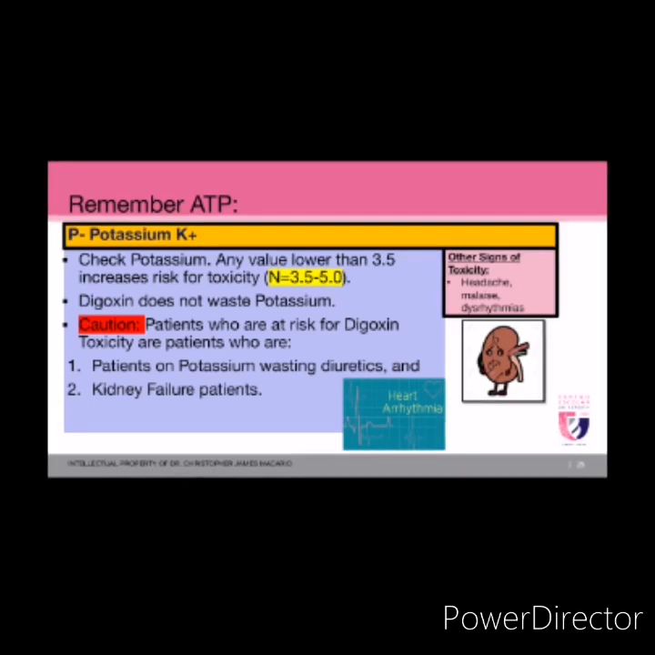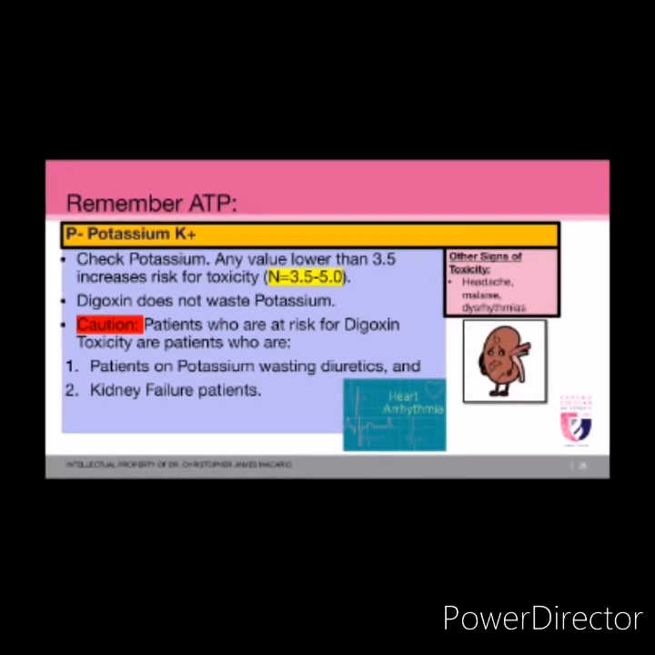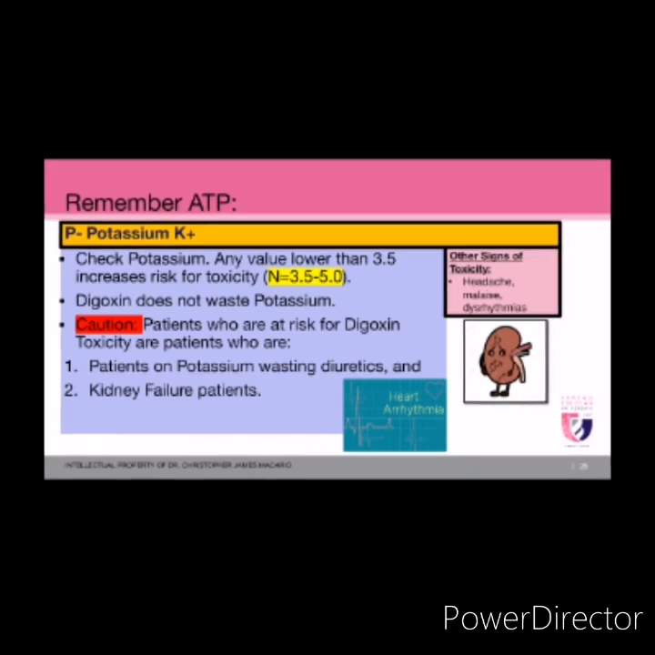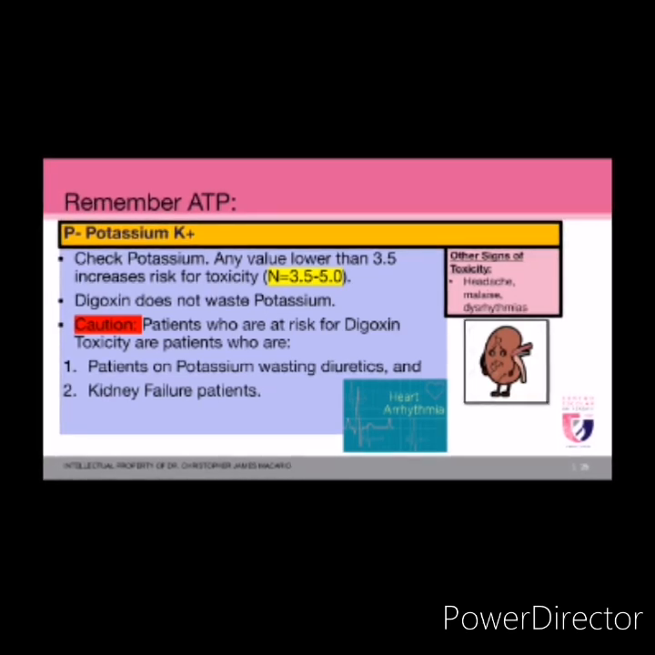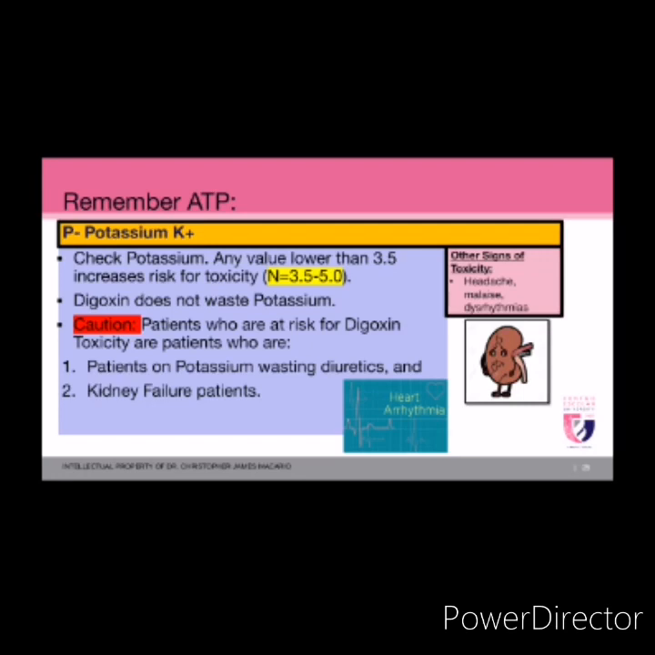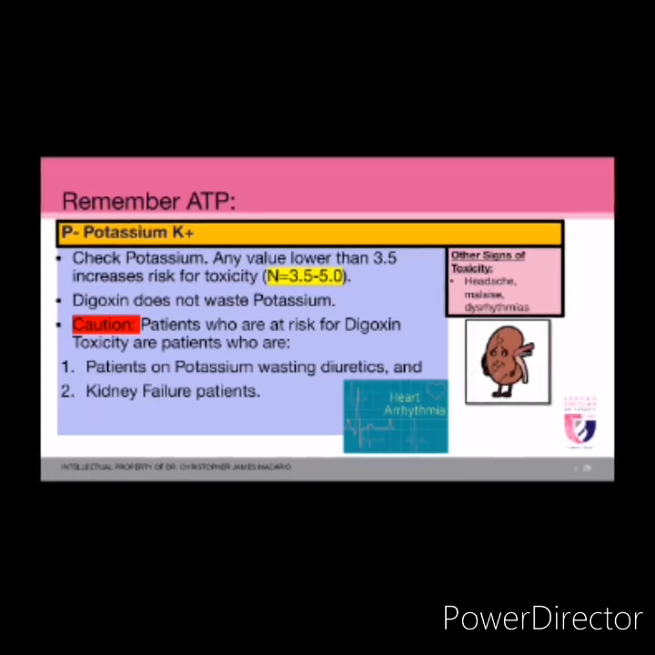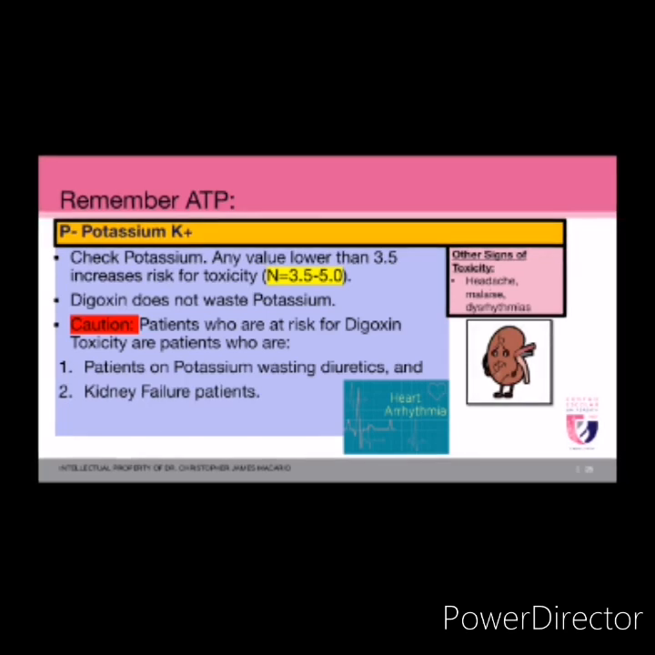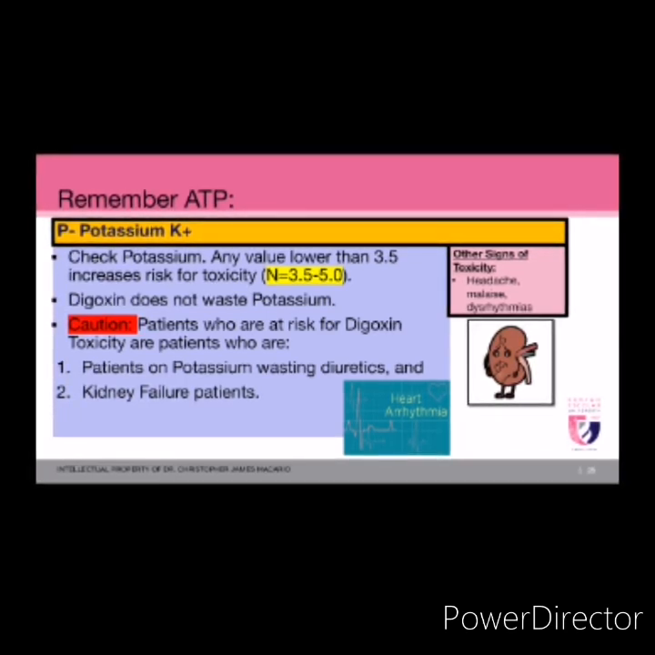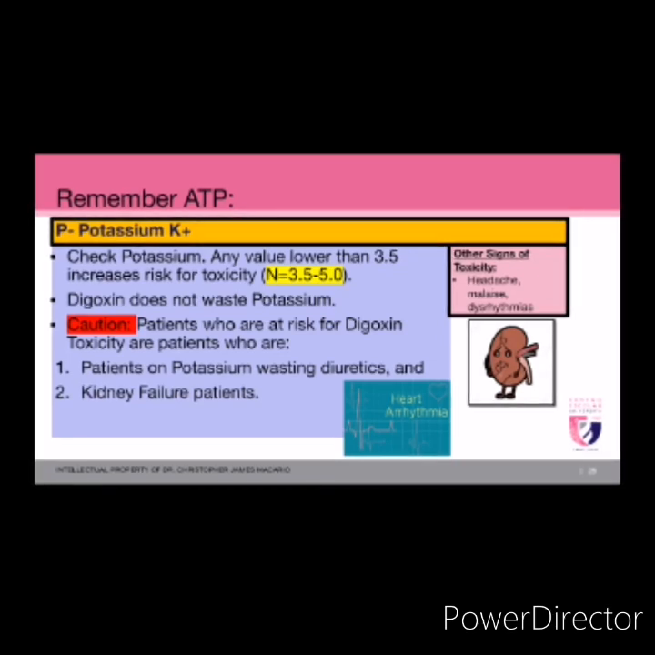Okay, however, caution. Patients who are at risk for digoxin toxicity are patients on potassium wasting diuretics and kidney failure patients. Other signs of toxicity include your headache, malaise, and dysrhythmias.